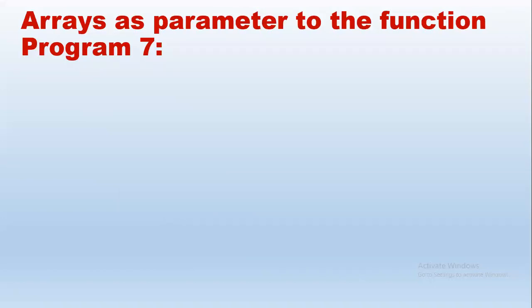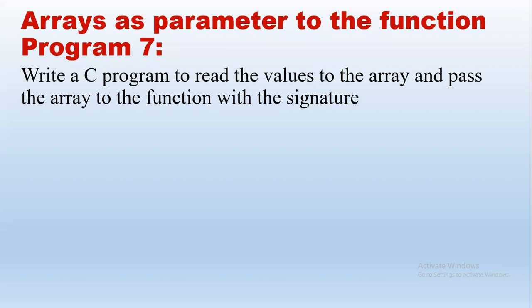So that is problem 7. How do we implement this? What is the problem statement for problem 7? We have to write a C program to read the values to an array and pass this array to the function. What is the function? So signature is like the function declaration statement, which is to find if it is prime or not.